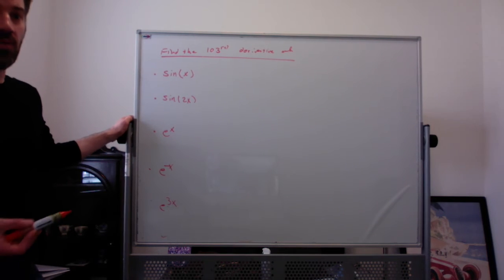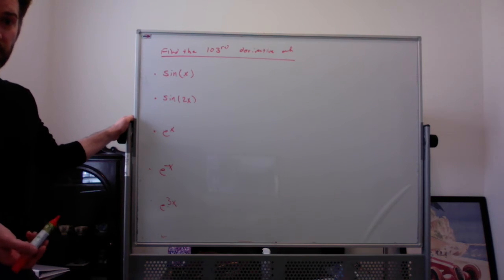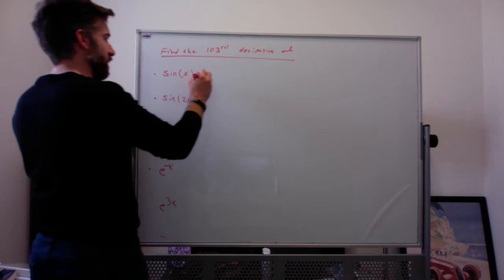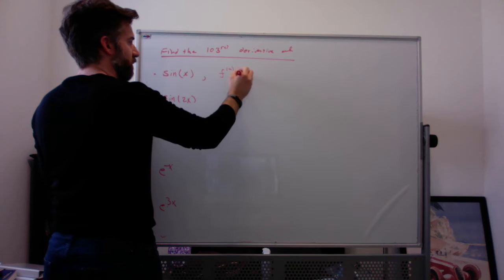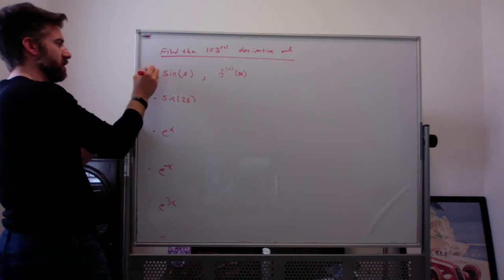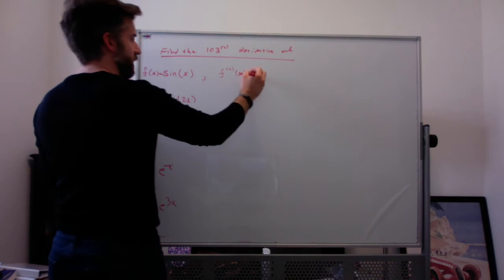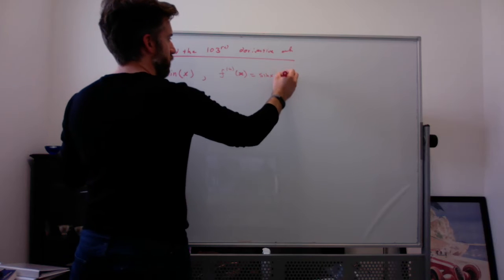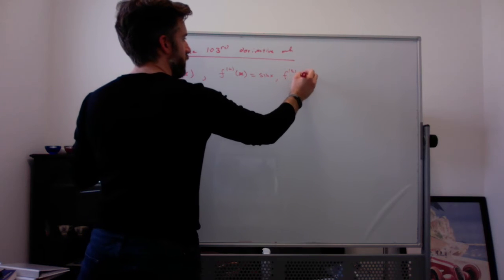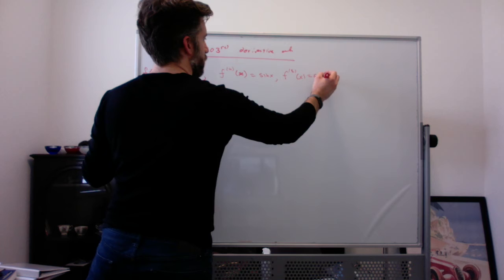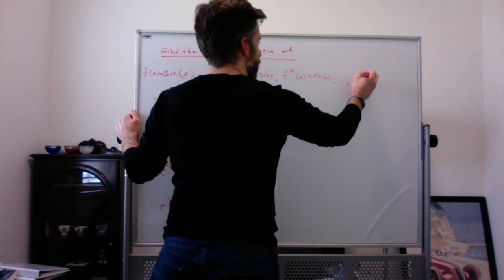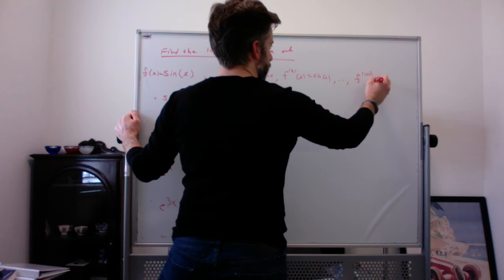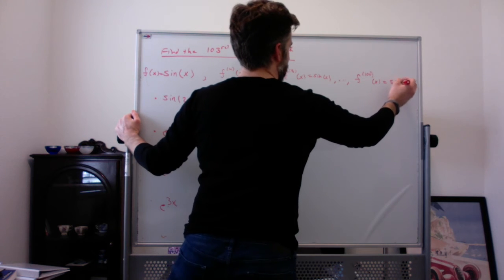Well, here's the thing. We know every fourth derivative of sine is equal to sine. So for sine of x, if I call this f of x, sorry, the fourth derivative is equal to sine of x. I know the 8th derivative is equal to sine of x, and every multiple of 4 derivatives. So I know all the way to the 100th derivative of this function is sine of x.